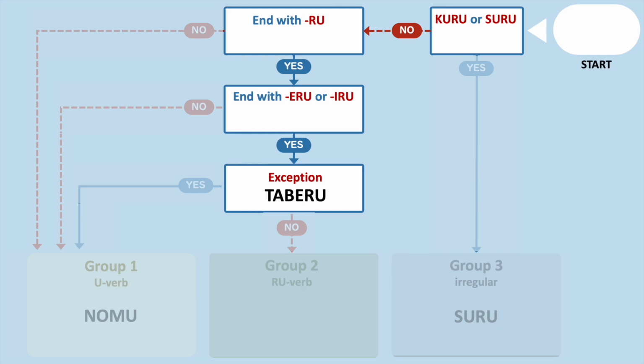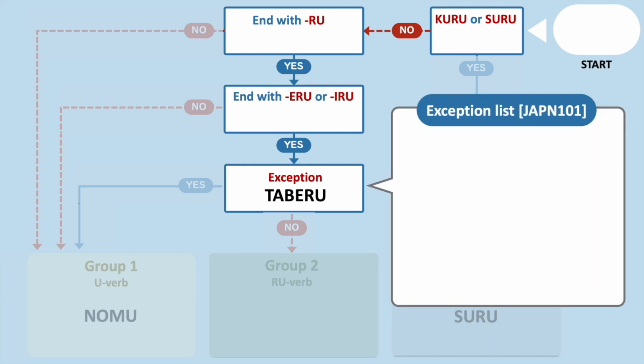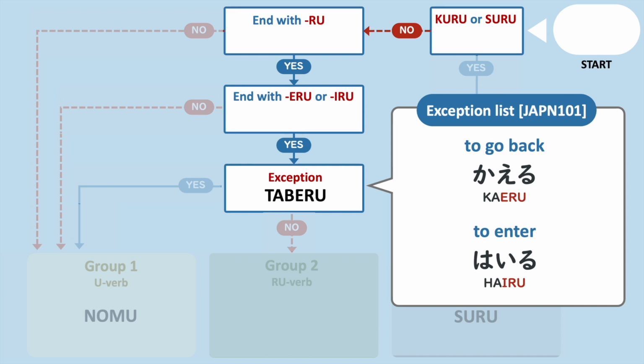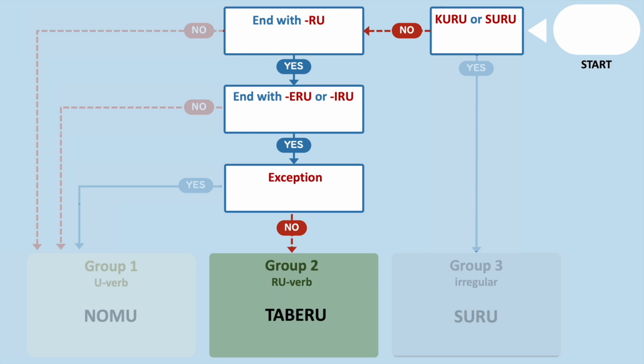The exception list for Japanese 101 level includes kaeru, to go back, and hairu, to enter. So it looks like taberu is not one of those exceptions. So 食べる is る verb, group 2.